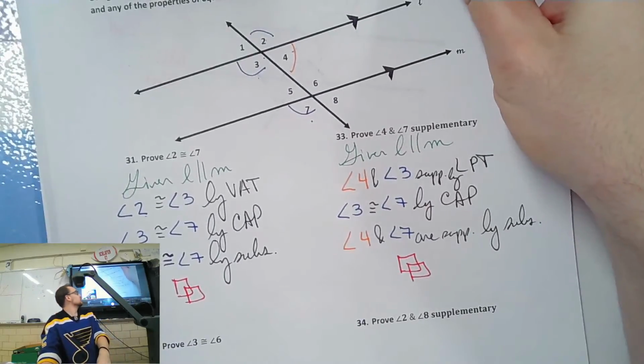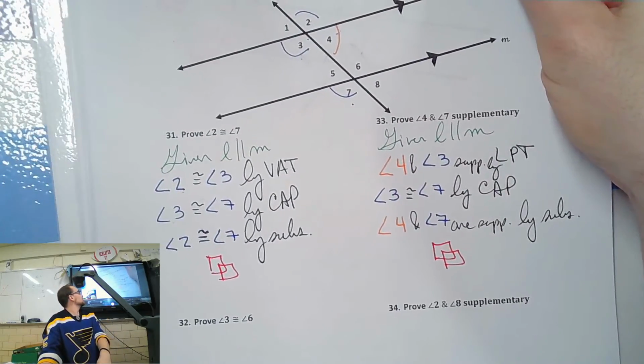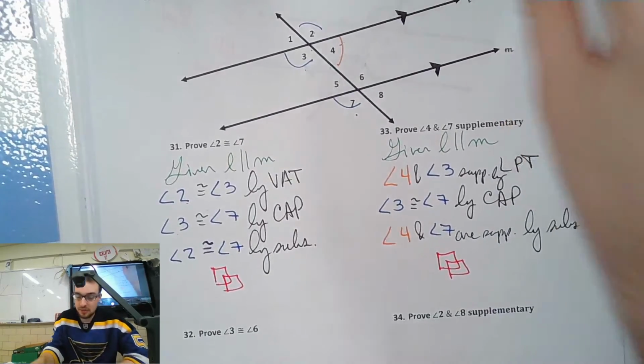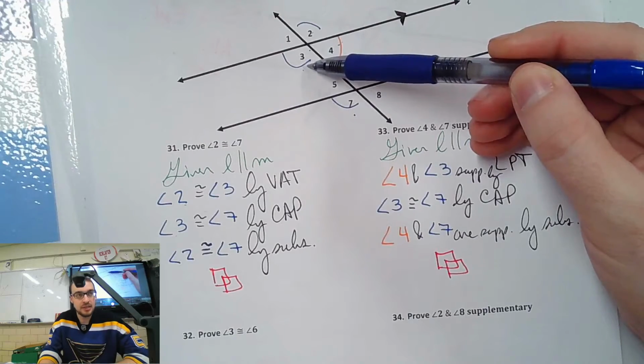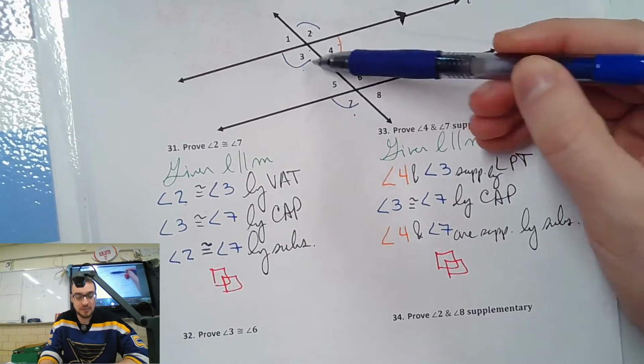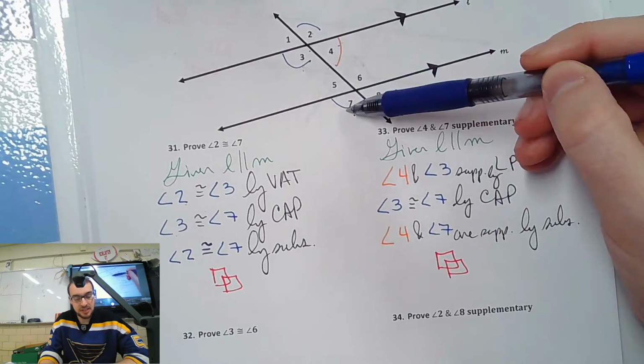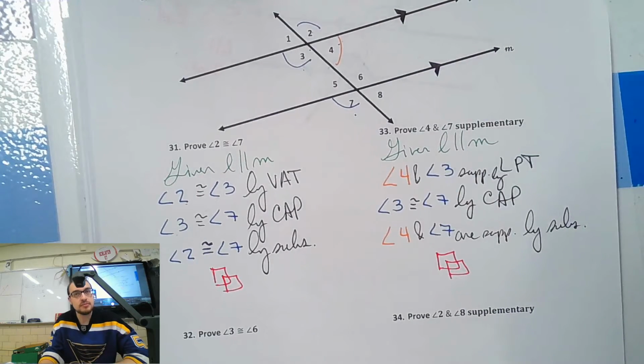31, we're on page 22. Prove that angle 2 is congruent to angle 7. So here's what I did. You could do it differently, but here's what I did. I said 2 and 3 are the same by vertical angles, and 3 and 7 are the same by corresponding. And by substitution, 2 is 7.